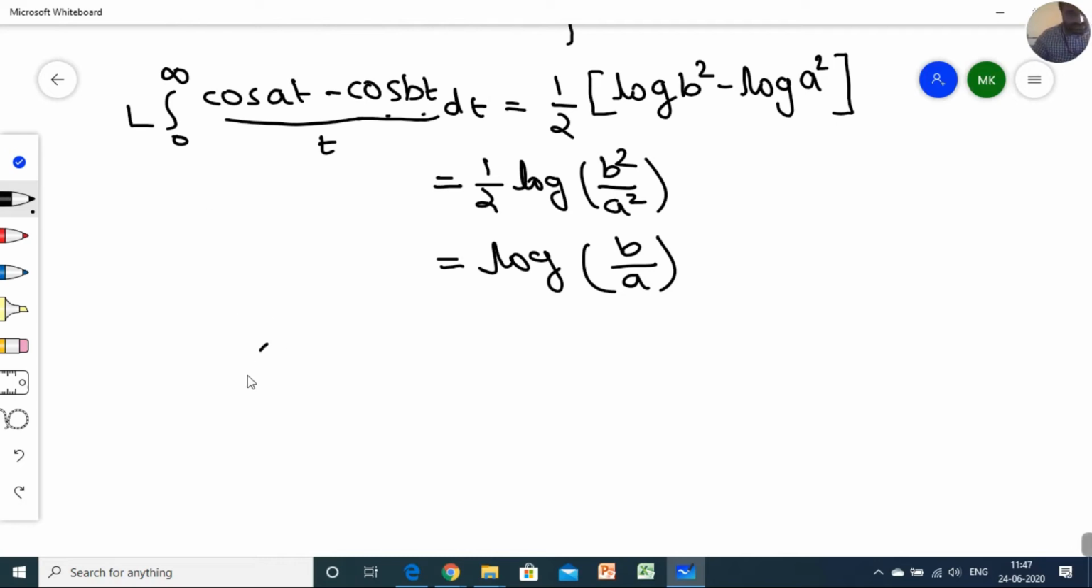Okay, so the integral from 0 to infinity of e raised to minus 3t minus e raised to minus 60, sorry, not minus 60, I'm just taking something different, because this will become cos of 60 minus cos of 4t upon t dt. So what will be my answer?